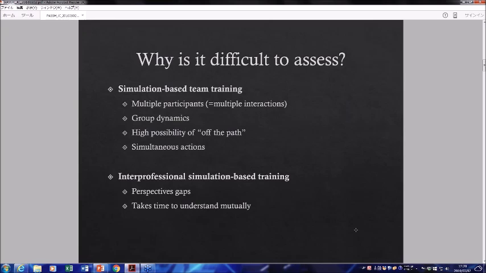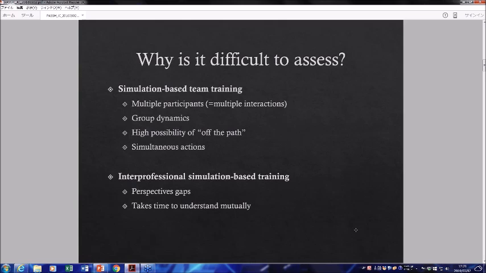So you might imagine that there are many group dynamics between the participants. And the other one is the high possibility of going off the path. Even in individual training, you need to think about the possibility of going off the path, but when it comes to team training, it is higher than in individual training. The last one is simultaneous actions. When there are so many people, so many things happen at the same time.